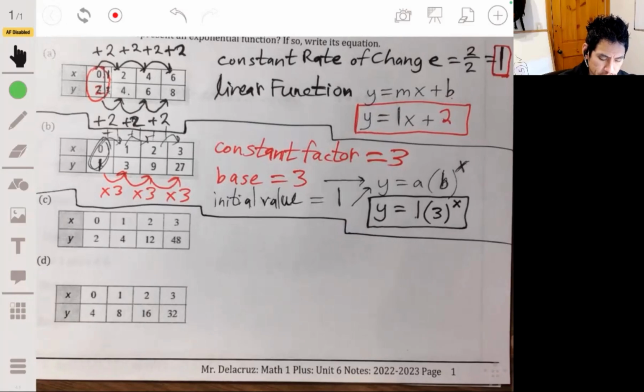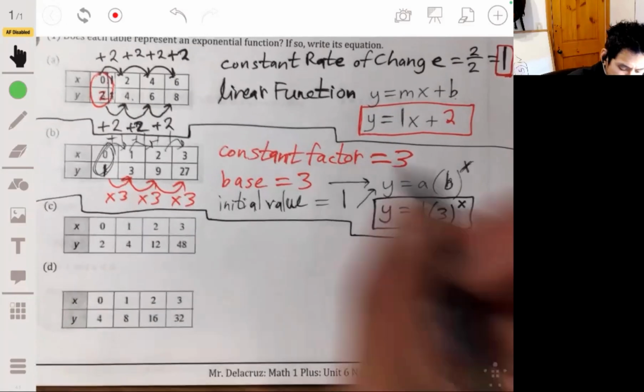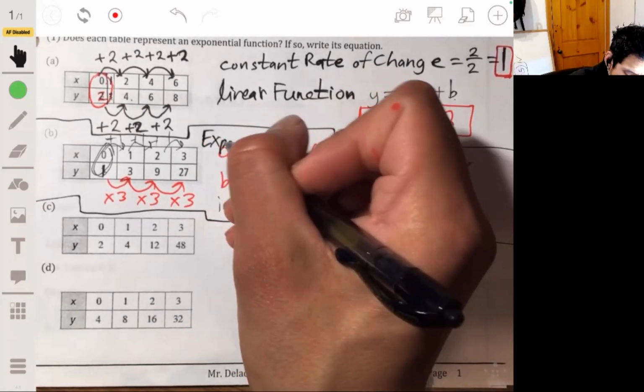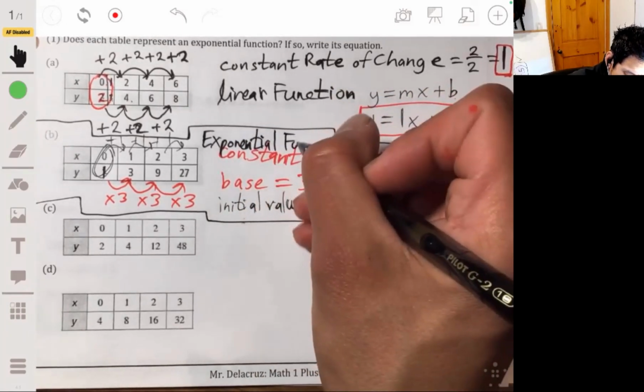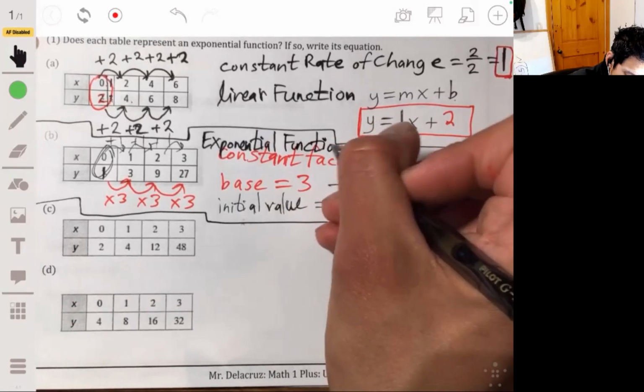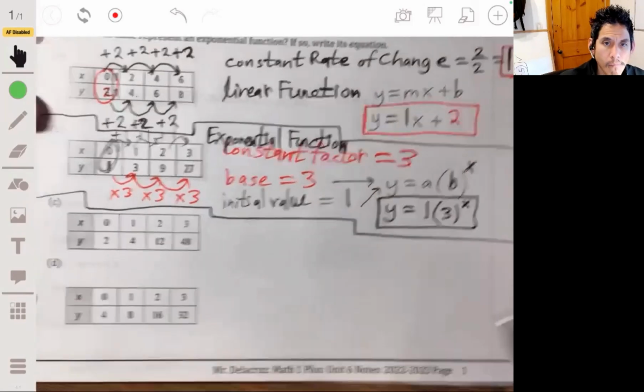All right. Let me write exponential function here. I normally write smaller and neater, but for whatever reason, I'm not right now.